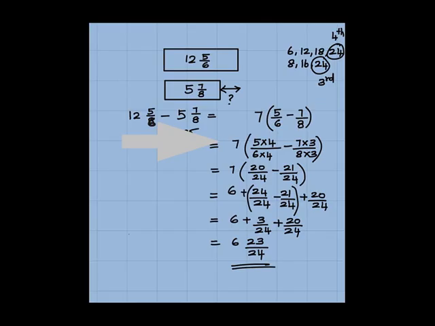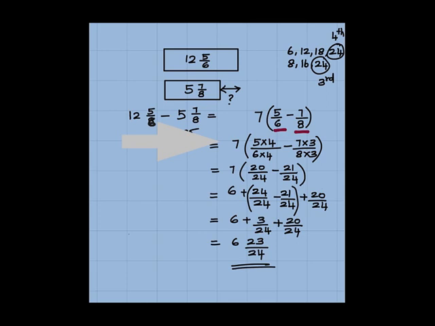In this problem, we have to subtract two mixed numbers, 12 and 5 over 6 minus 5 and 7 over 8. First, let us subtract the whole numbers. When we subtract the whole numbers, 12 minus 5 becomes 7. And now let us deal with the fractions. 5 over 6 minus 7 over 8.